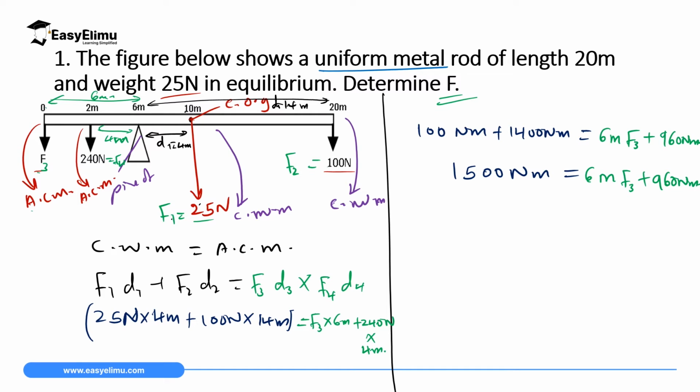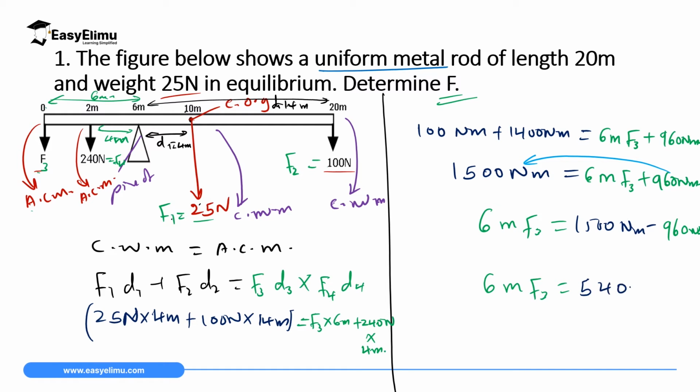Like terms together, we bring this to the other side, then we remain with 6 meter F3 is equal to 1500 Newton meter minus 960 Newton meter. If you have 1500, you subtract 960, what you will get is 540. So our 6 meter F3 is equal to 540 Newton meter.